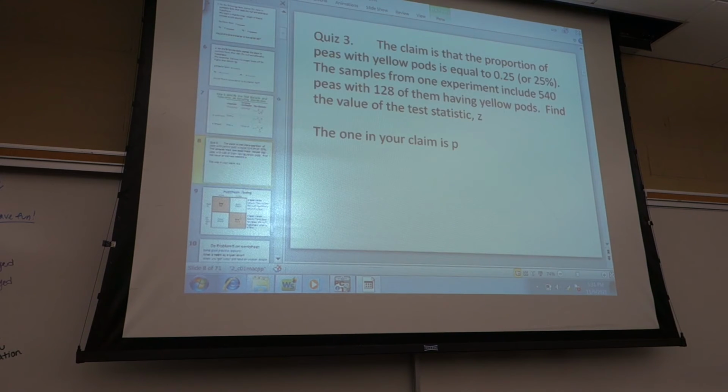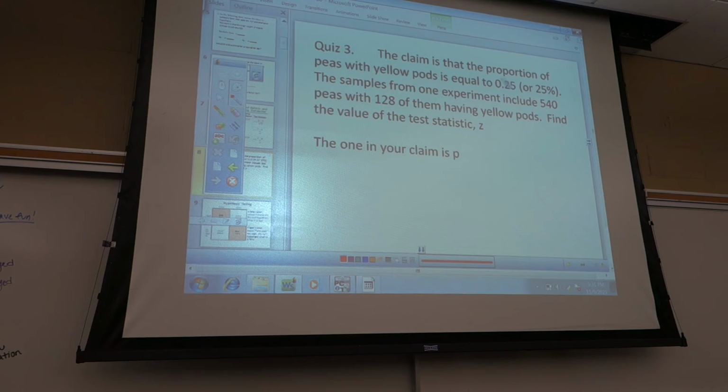All right, here was your quiz. Is this a proportion or a mean? Proportion. How do I know? It doesn't say mean or average, and it says proportion. Perfect. So then my claim. What's my claim first of all? The proportion of yellow pods is equal to 25%. Yeah, the proportion is equal to 0.25. So if p is equal to 0.25, that's my claim. Everybody on board? The one that's in your claim, that's your p.